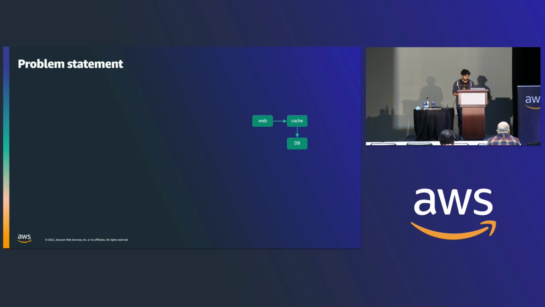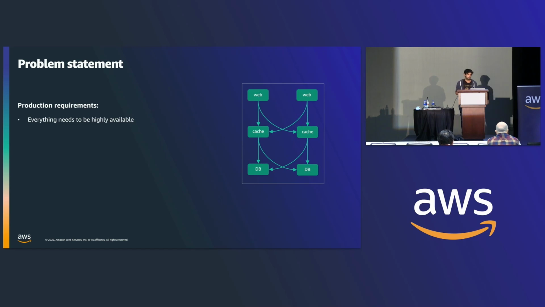Okay, so now let's also define our production requirements, right? So this is just the functional description of the application, but we're talking here about authoring production-grade manifests. So let's define what our production requirements are. So the first thing is that everything needs to be highly available, right? We need to have at least 2 instances of every single part of our application. So we're going to have 2 instances of the web, of the cache, and of the DB.